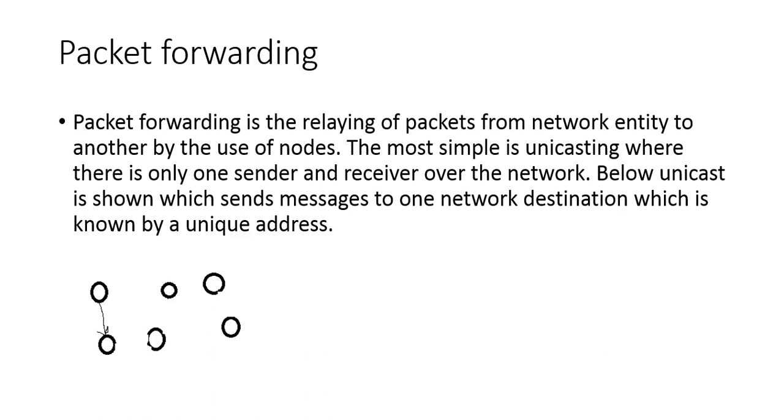Now this is unicast, where there's only one sender and one receiver, whereas in broadcast there's one sender and it sends to every single node on the network. We're not looking for that in this slideshow. I'm just going to show you unicast, but broadcast is when you have one sender node and it sends to every single node on the network.